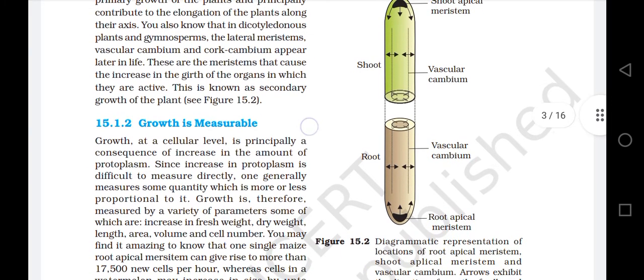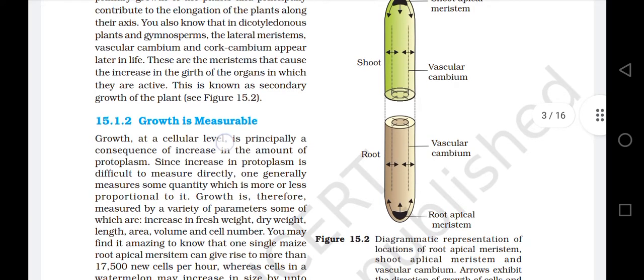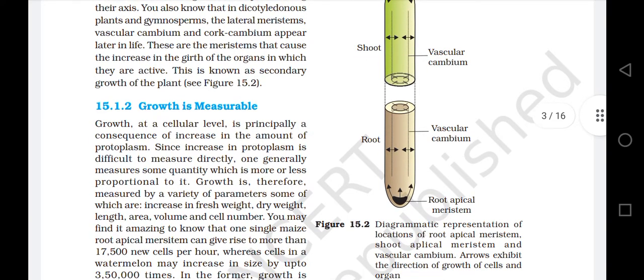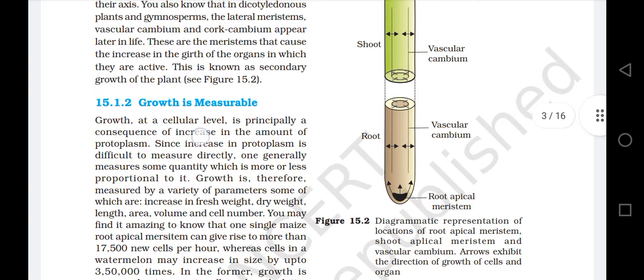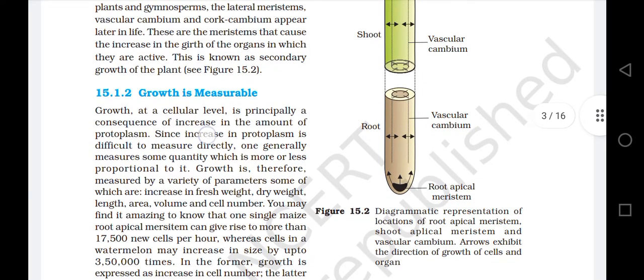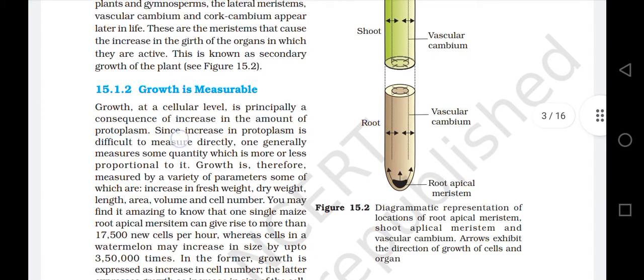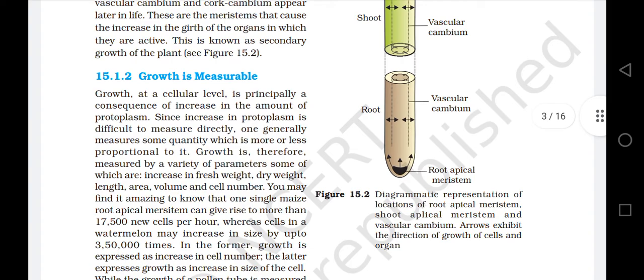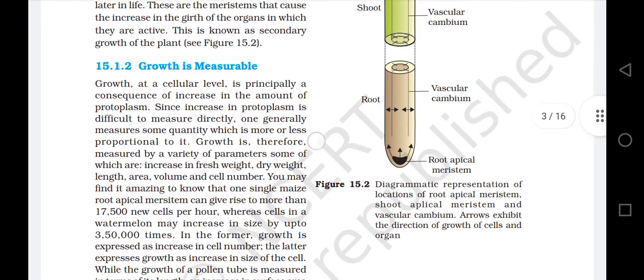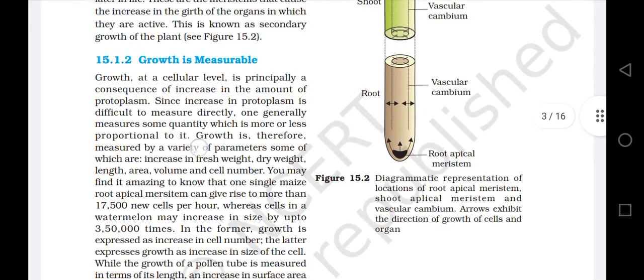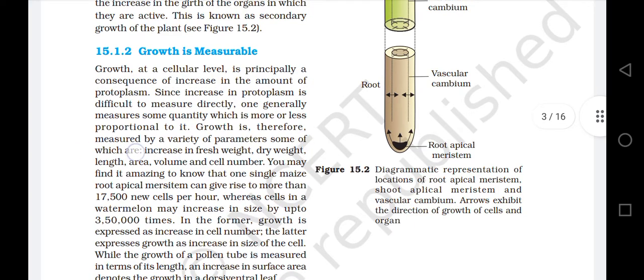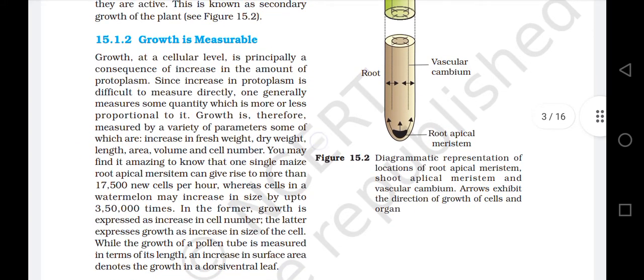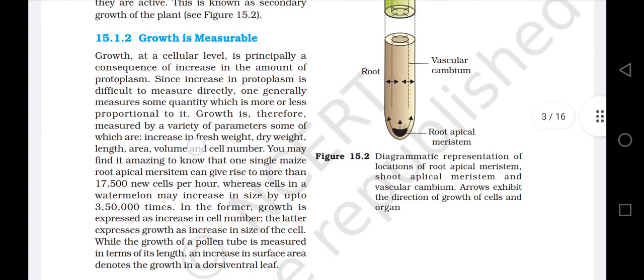15.1.2 Growth is measurable. Growth at a cellular level is principally a consequence of increase in the amount of protoplasm. Since increase in protoplasm is difficult to measure directly, one generally measures some quantity which is more or less proportional to it. Growth is therefore measured by a variety of parameters, some of which are increase in fresh weight, dry weight, length, area, volume, and cell number.